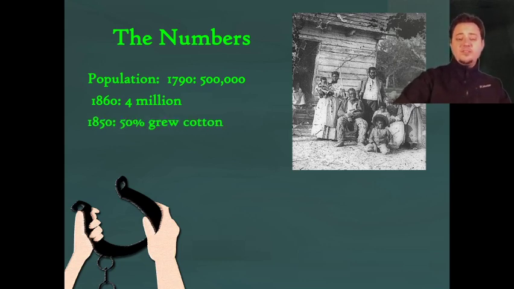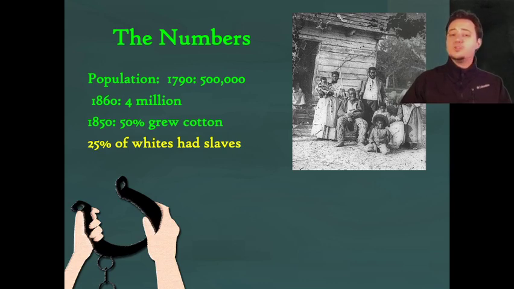In 1850, 50% of the farms and plantations in the South are growing cotton. 25% of all white people in the entire South own slaves. So this is kind of a misconception. Most people think the majority of people in the South owned slaves. It's not true. The minority owned slaves. Only 1 out of 4 people had a slave. 3 out of 4 did not. So for people who love to claim that the South, the majority owned slaves, that's not the case.